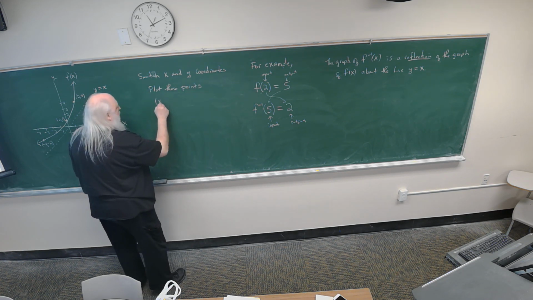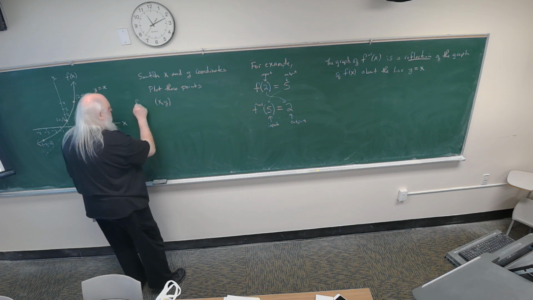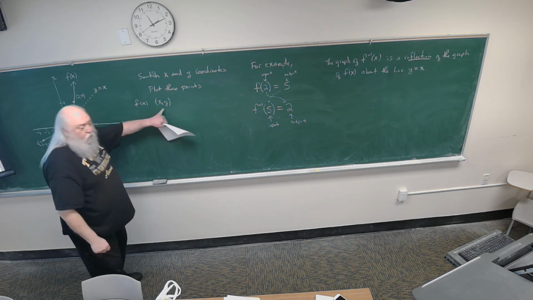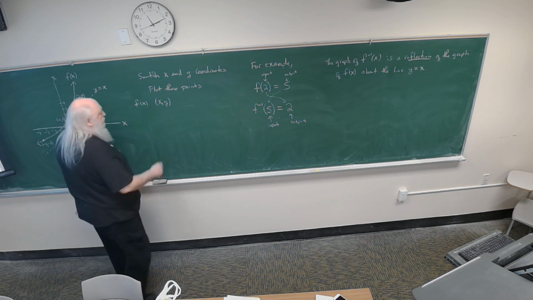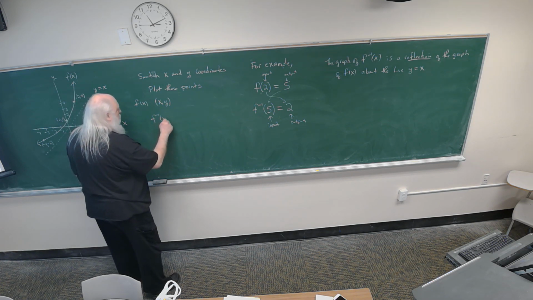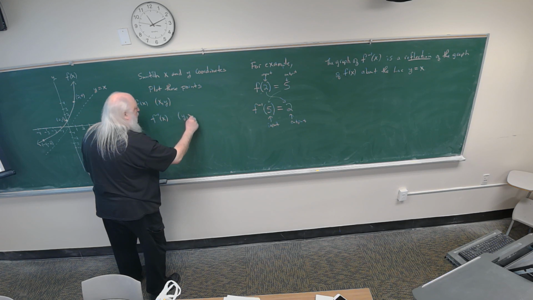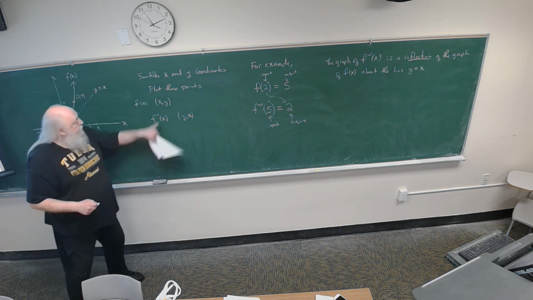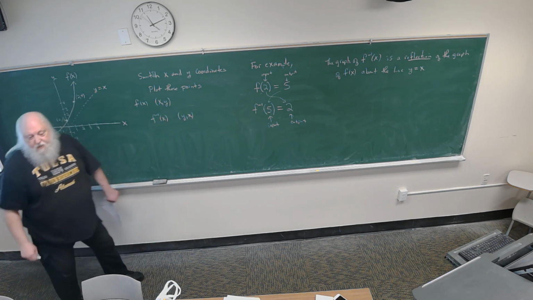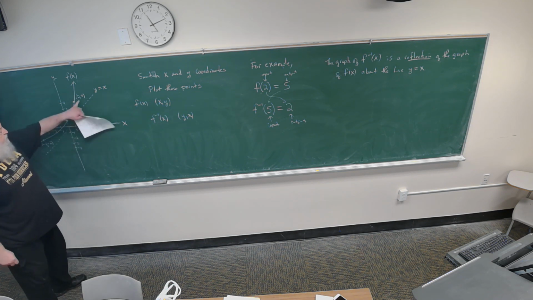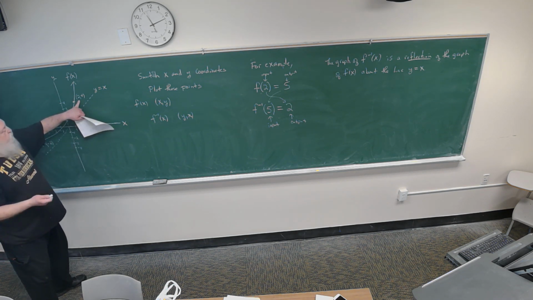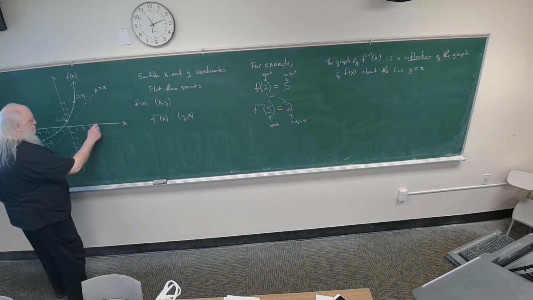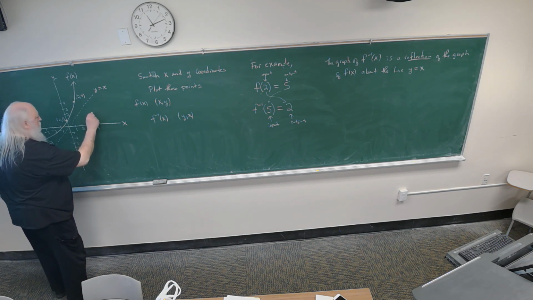So for f of x, we have the ordered pair x, y. For the inverse function, we have the ordered pair y, x. Y becomes the first coordinate, x becomes the second coordinate. So here we have the point 2, 4. When I switch the x and y coordinates, I have the point 4, 2. So here's x equals 4, and then I go up 2. And now I have the point 4, 2.